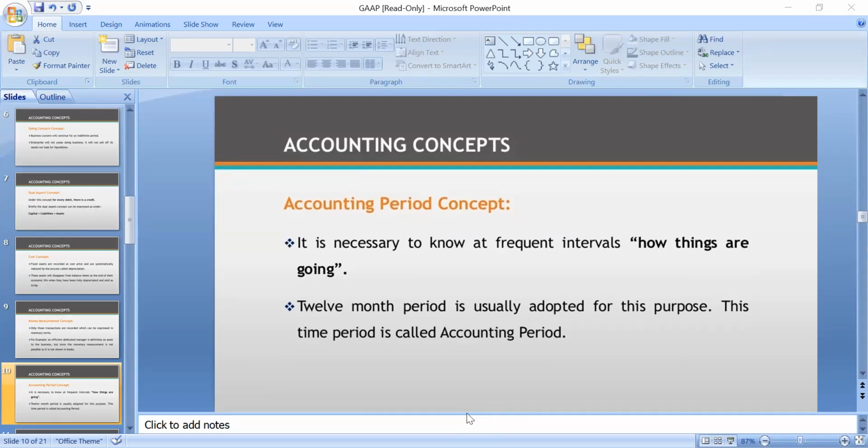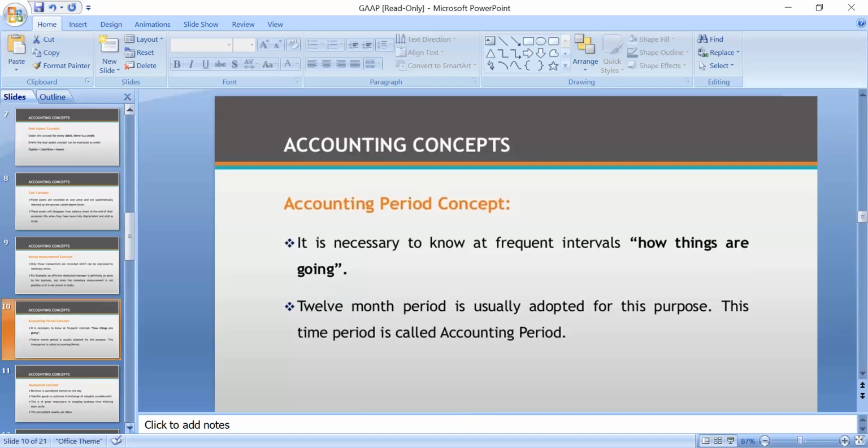Each period is generally of 12 months. Generally, it starts from 1st January and ends on 31st December every year. It may be different in certain cases, but generally the accounting period is 12 months, from 1st January to 31st December. In these 12 months, the accounts are made and maintained, and at the end of the accounting period, financial statements are made. The profit and loss account and balance sheet are prepared to know the financial position of the business. Hope you understand.